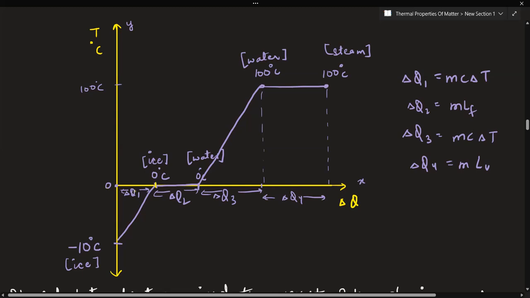So see, if Q1 is heat for this, Q2 is heat for this process, Q3 is heat for this process, and Q4 is heat for this process, how will we write it? Q1, since temperature is changing, mC delta T. Q2, since there is no change in temperature, only change of state, we'll be writing mL. If there is change of temperature again like this, we'll be writing mC delta T. And finally, from water to steam, there is no change in temperature, but there is change of state. So we'll be writing m into L.